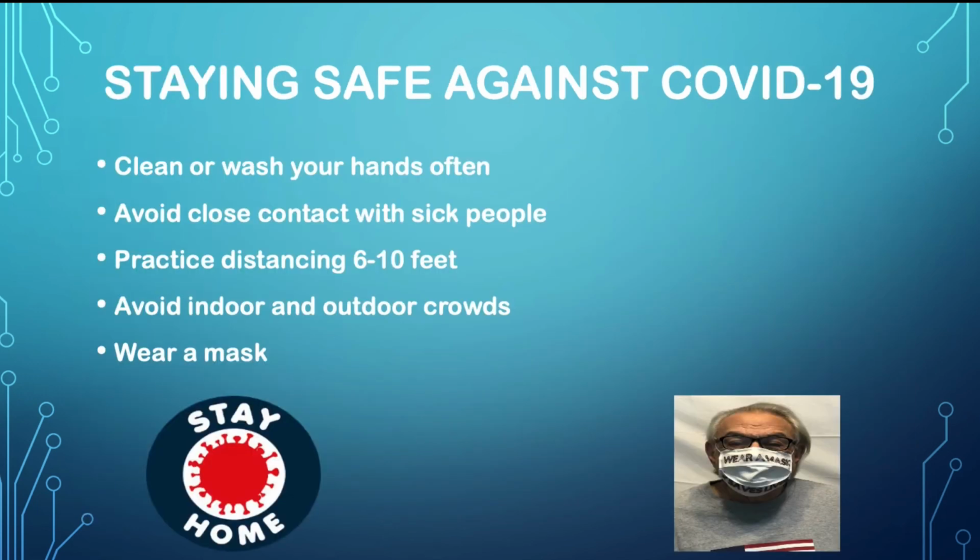Although vaccination is imminent, we must continue to clean or wash our hands often, avoid close contact with sick people, practice distancing 6 to 10 feet, avoid indoor and outdoor crowds, and wear a mask properly. We will continue following these CDC guidelines until we reach herd immunity.